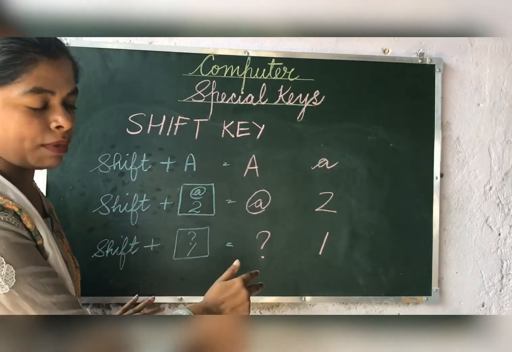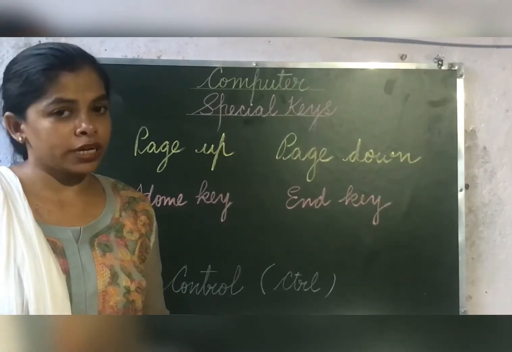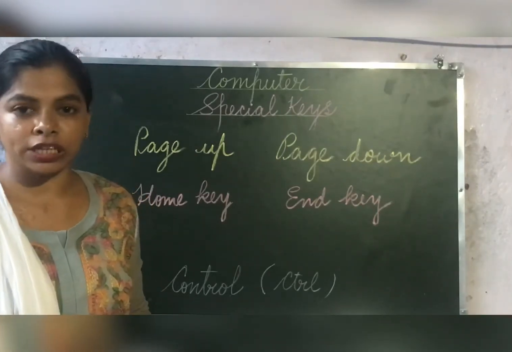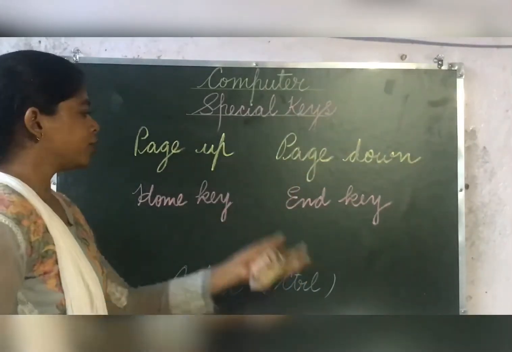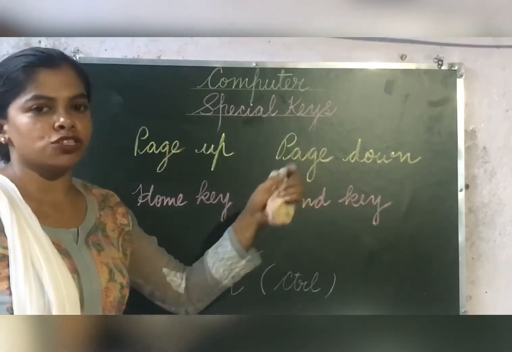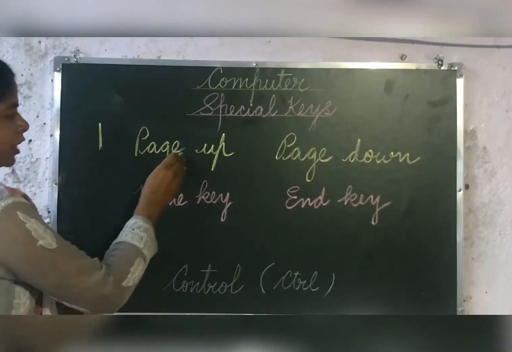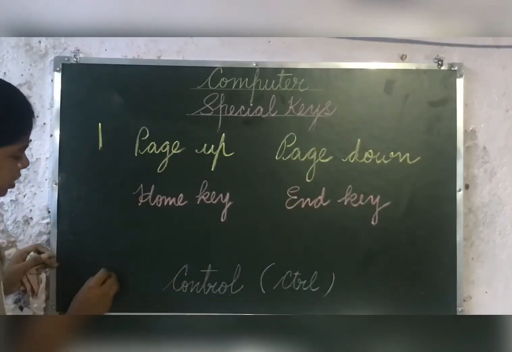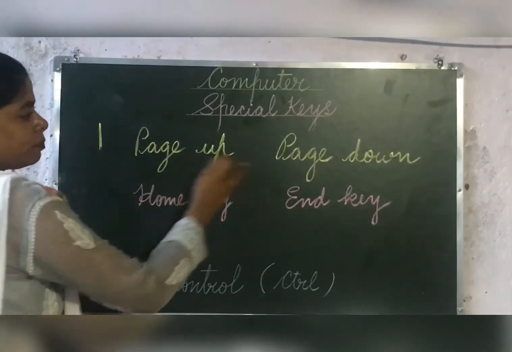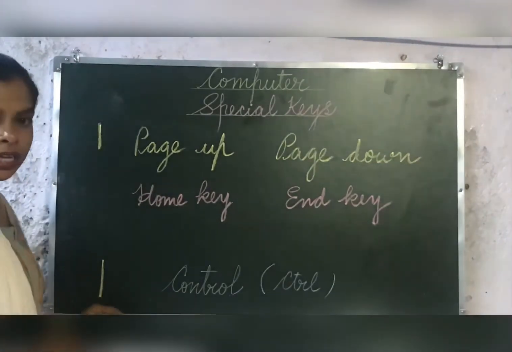Okay, punctuation marks. Now, children, along with the caps lock key and shift key, you have to study a few more keys that are on the keyboard. Number one is the page up and page down key. Now, children, the page up and page down key is used to move the cursor up and down. This is the cursor. When you press the page up key, the cursor will move up. When you press the page down key, the cursor will move down.